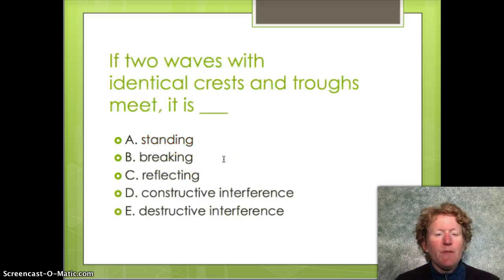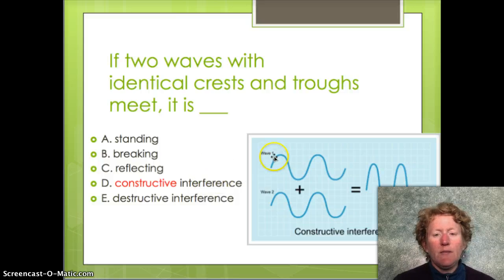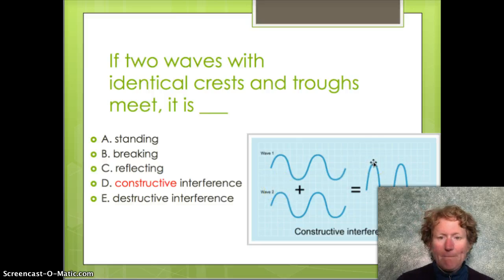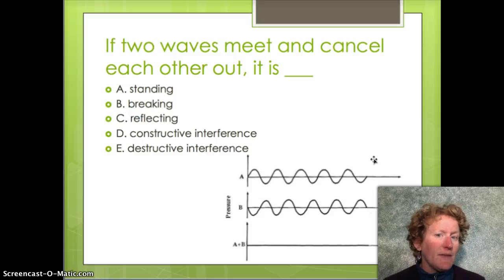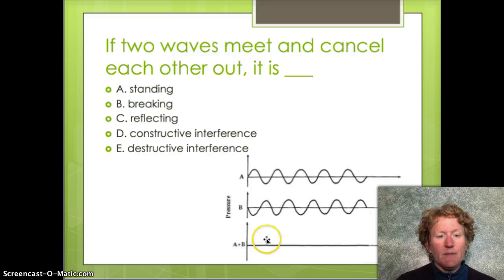If two waves with identical crests and troughs meet up and basically their graphs add, we call that constructive interference. You can see how, if this was +5 and this was +5 on some graph paper, this would be +10.